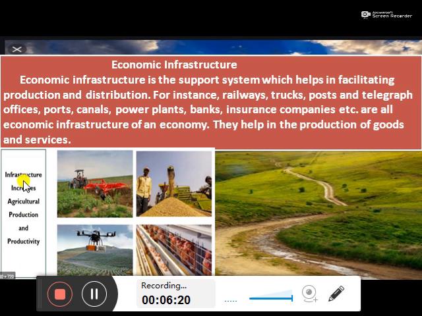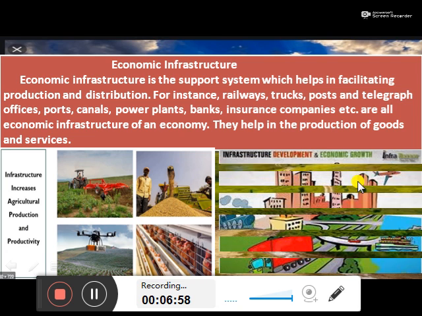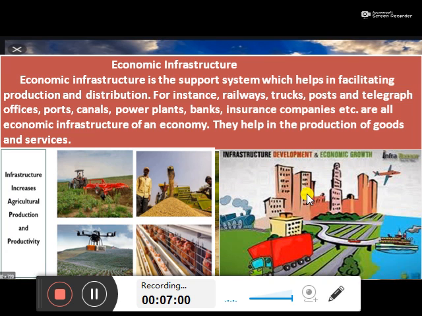In a single sentence, infrastructure increases agricultural production and productivity. Suppose you have proper irrigation. That will help you extend the area under cultivation, and the farmer can continue the production process in all periods. They do not have to leave the land uncultivated because of scarcity of water, if irrigation is properly available. So this is a very good example.